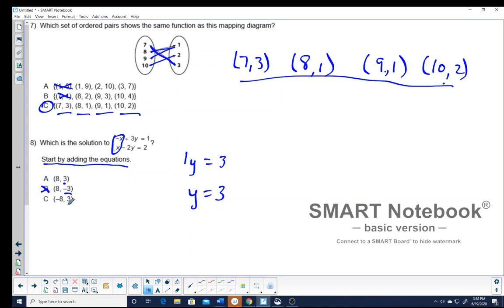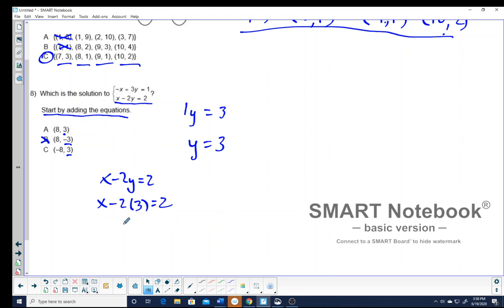But this answer C also has a y-coordinate of 3, so it's either A or C. So now that we know y is 3, we have to find x. And remember, if we want to find x, we can take one of these equations and replace y with 3. So I'm thinking, let's just use the second one. So let's use this equation here: x minus 2y equals 2. So now that we know y is 3, we're going to replace y with 3, so it's going to become x minus 2 times 3 equals 2.